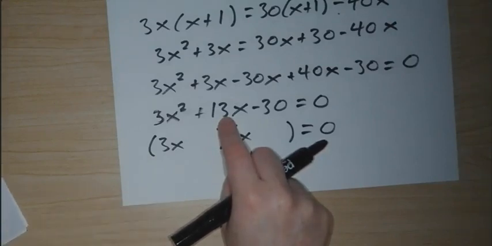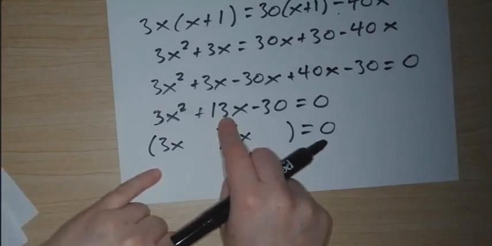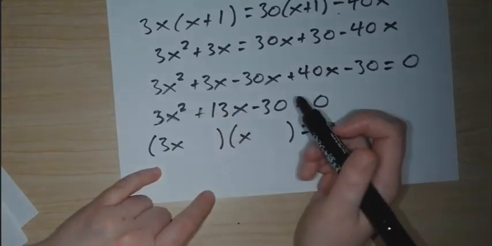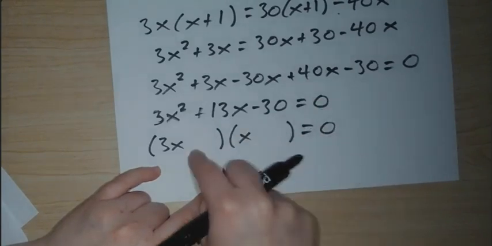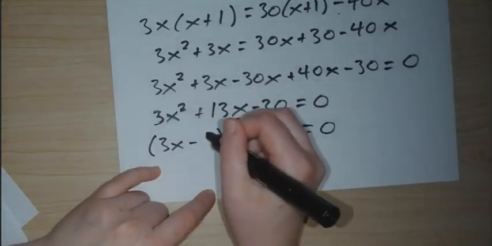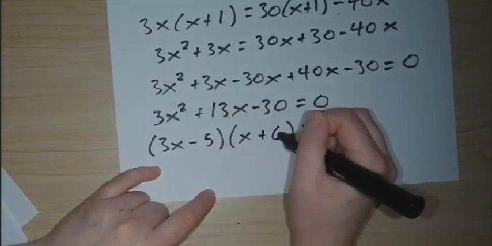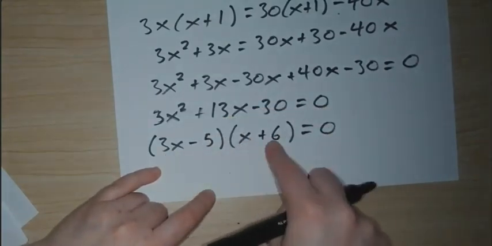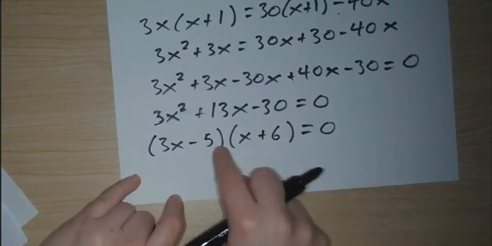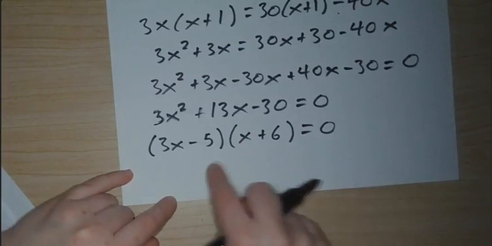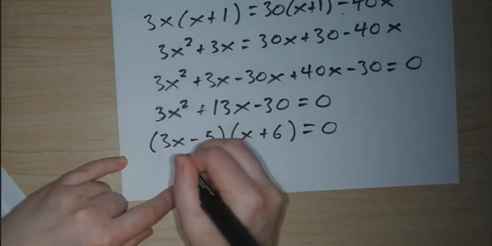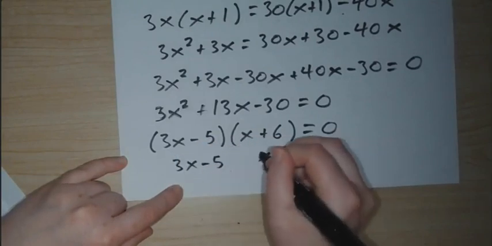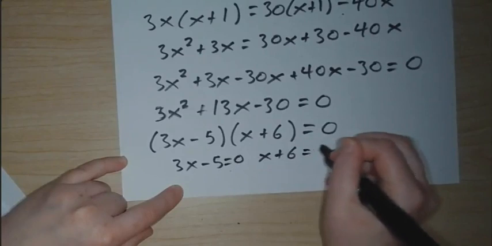So we have the factors of 6 and negative 5. And if we have our 6 here and our negative 5 here, it'll add to 13, because we have 3 times this 6, which would be 18, and then minus 5 would be 13. So we have this equal to 0 in two cases. From this we have 3x minus 5 and x plus 6, and they're both equal to 0.